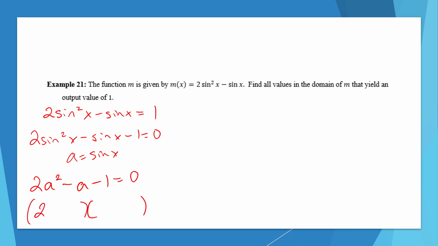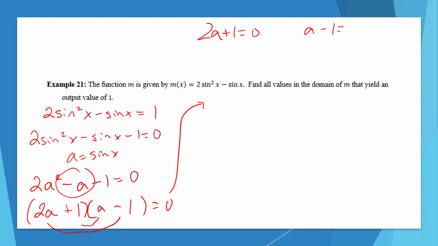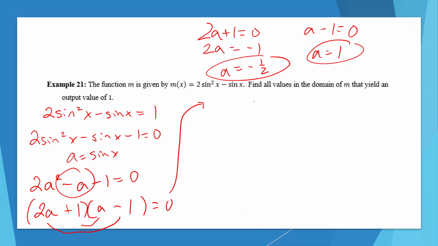I can factor this into 2a and a would be the first term. I should have plus 1 and minus 1. So that would be the combination, because 2 times negative 1 here, that's negative 2. Negative 2 plus 1 is negative 1 to add to negative 1 there. Then I'm going to solve each one. So when you have 2a plus 1 equals 0, and then a minus 1 equals 0, you should get 1 and negative 1/2 as your two solutions. So let me do that now. Here we have a equals negative 1/2 and a equals 1. And then we're subbing sine of x back in for a. So sine of x equals negative 1/2.